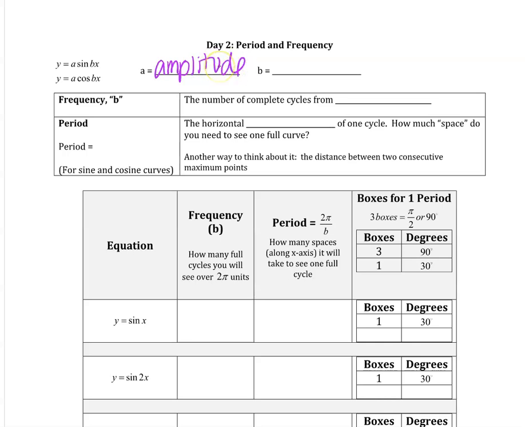Now I've added a new letter today, B, which is going to represent the frequency of the graph. Okay? Now, frequency represents the number of complete cycles from 0 to 2 pi, or I like to say over 2 pi units. So I'll add that over here.